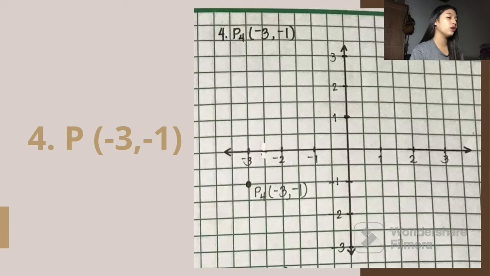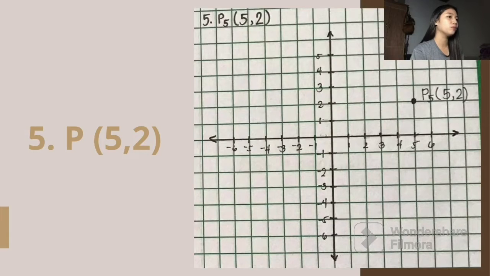Let's continue to number 4. Point 4 is negative 3, negative 1. X is negative 3 and y is negative 1, where the ordered pair are both negative, which implies that its location is at quadrant 3. Last, number 5. The point 5, 2. X is 5 and y is 2. Both of the ordered pair are positive. Then, it means that this point is located at quadrant 1.